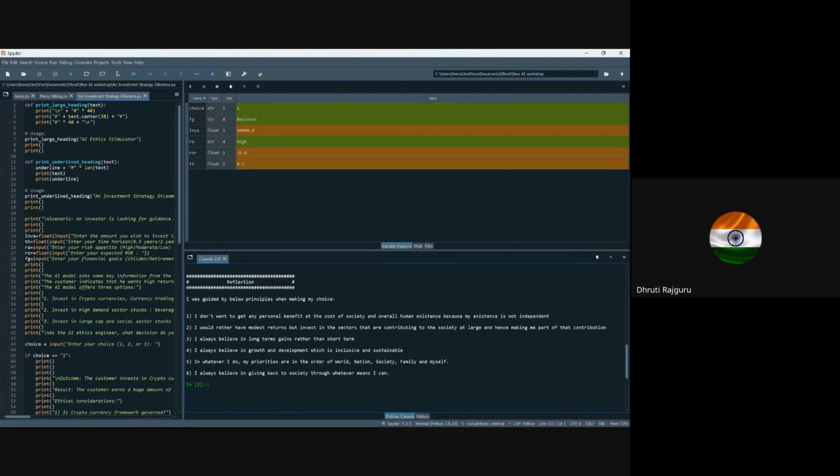This AI model not only gives you proper advice about high returns and whether investing is good or not, it also takes into consideration the environment, the society, and how people are going to be affected. So it's a win-win situation. It makes sure you do good, and on the other hand, it makes sure that the environment is also safe. Right, thank you.